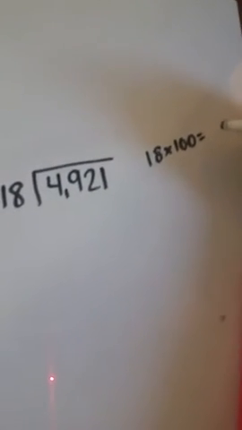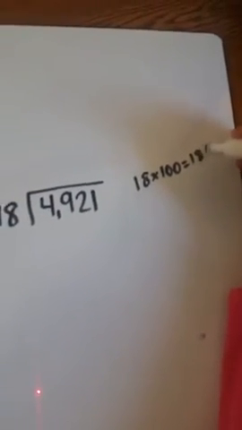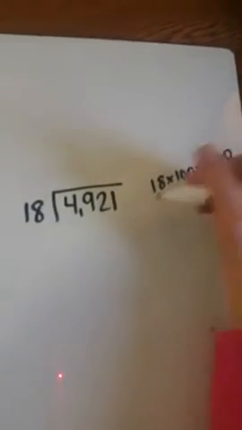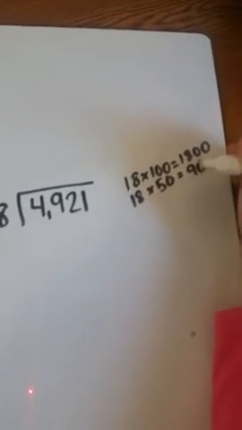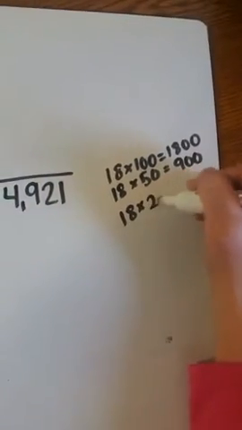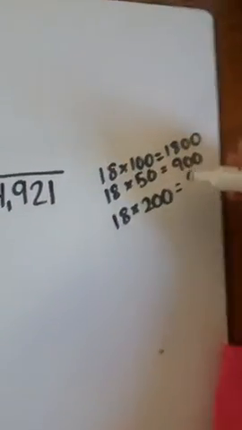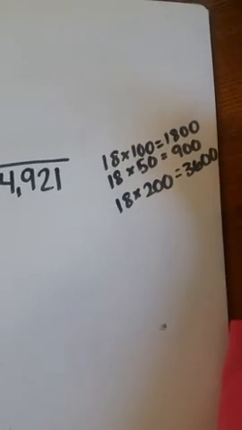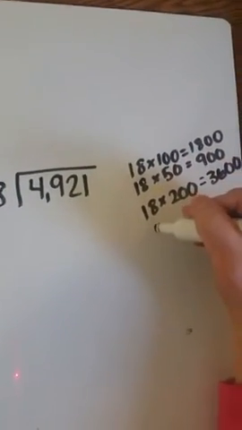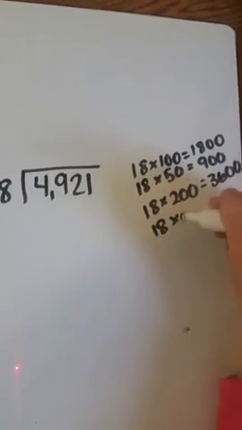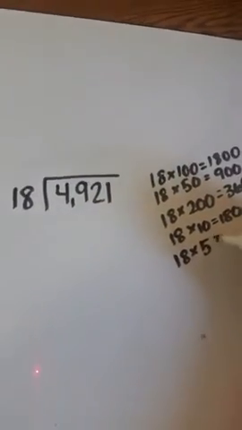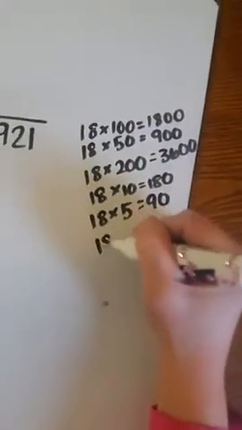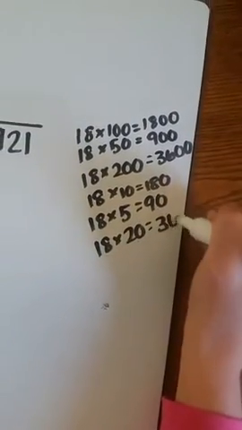So for example, I know that 18 times 100 is going to be 1800. Since I know that, 18 times 50 is going to be 900 because that's half of 1800. I also know that 18 times 200 is going to be double my 1800, so that's going to be 3600. I can also do some lower facts that might help me later. So I can do 18 times 10 equaling 180. I could do 18 times 5, which is going to equal my 90. And I could do 18 times 20, which is going to be 360.